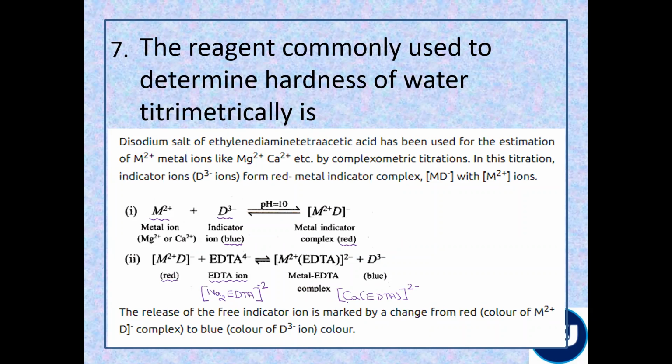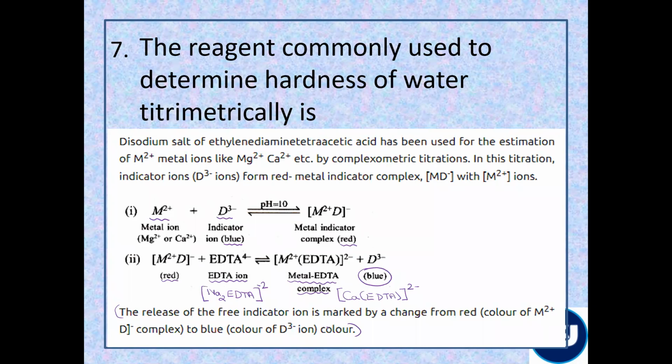ठीक है, तो यही क्वेश्चन हमने कोऑर्डिनेशन में पढ़ा भी है. So disodium EDTA is used in the estimation of hardness of water by the ion exchange reaction where the calcium or magnesium ion exchanges. And here it forms the metal EDTA complex and the indicator ion is regenerated. मतलब जो वापस blue color बन जाता है वो indicate करता है कि indicator ion is regenerated. The release of the free indicator ion is marked by a change from red to blue color.